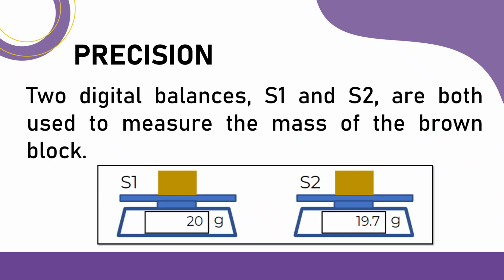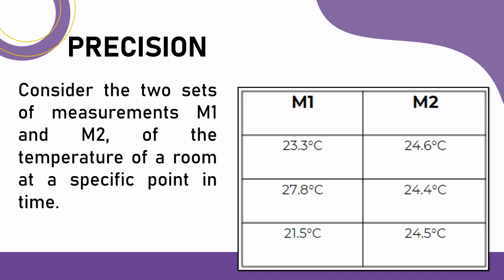Let's look at this example. There are two digital balances, S1 and S2, and they are showing the mass of a brown block. S1 shows 20 grams, while S2 shows 19.7 grams. So, which is more precise? In this example, S2 is more precise because it can measure up to 1/10 of a gram.